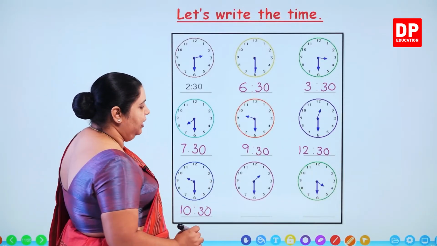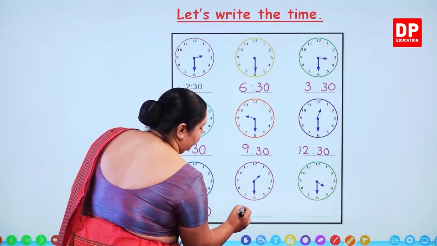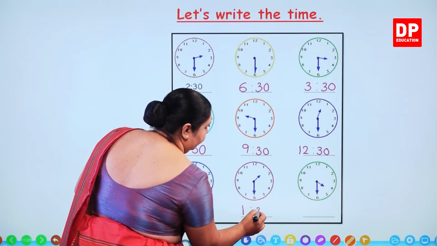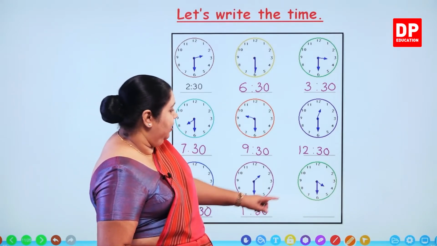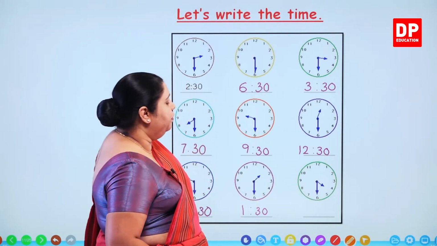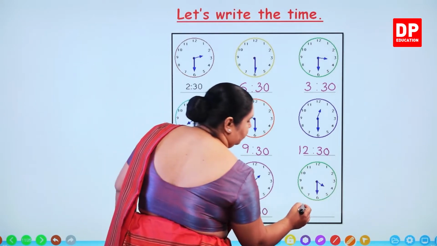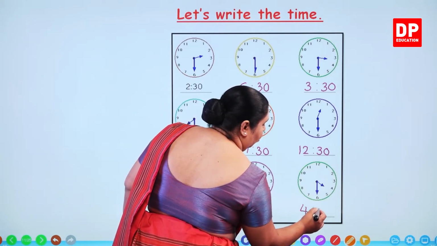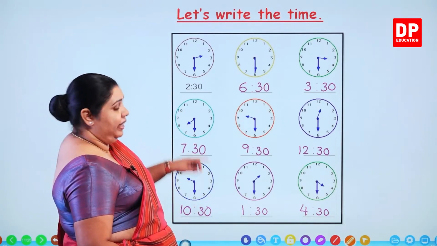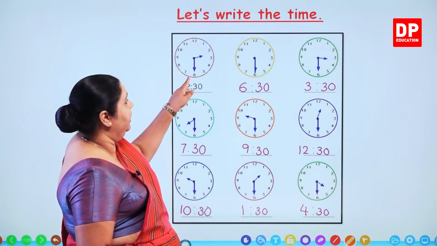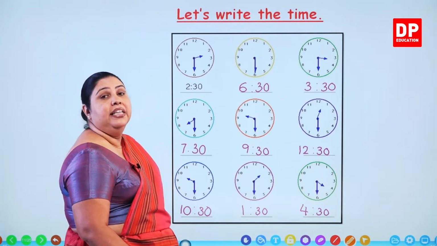What is the time here? 1:30. 1 and 30 minutes gone. 1:30. Next one. What is the time here? 4 and 30 minutes gone. So it is 4:30. Okay. Did you see? When the long hand is in number 6, we say 30 minutes.